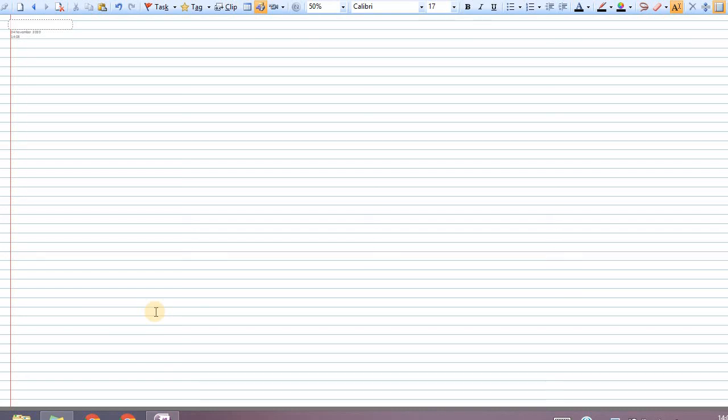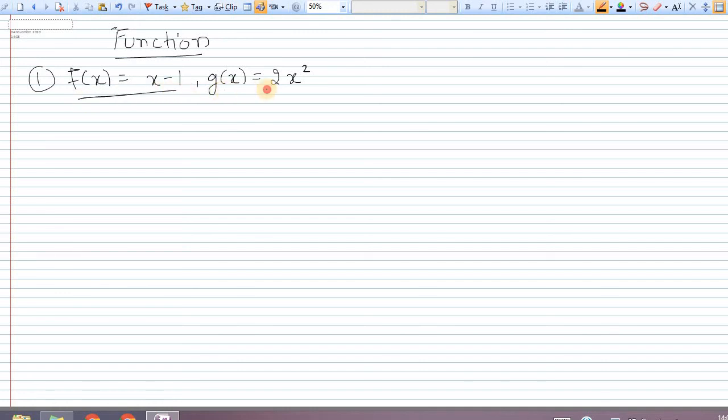Hello. So we have a question on functions. I will explain some functions in front of you, and we will solve some algebraic functions. So let's say first we have f(x) is equal to x minus 1 and g(x) is equal to 2x square. So these are the two functions given to us.